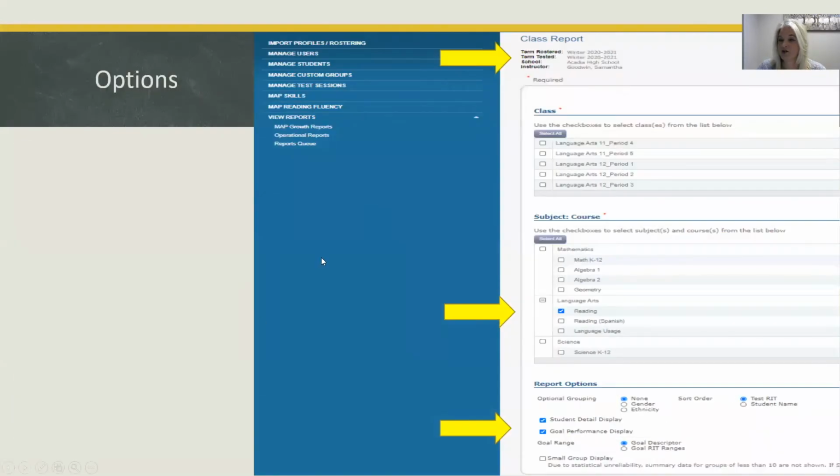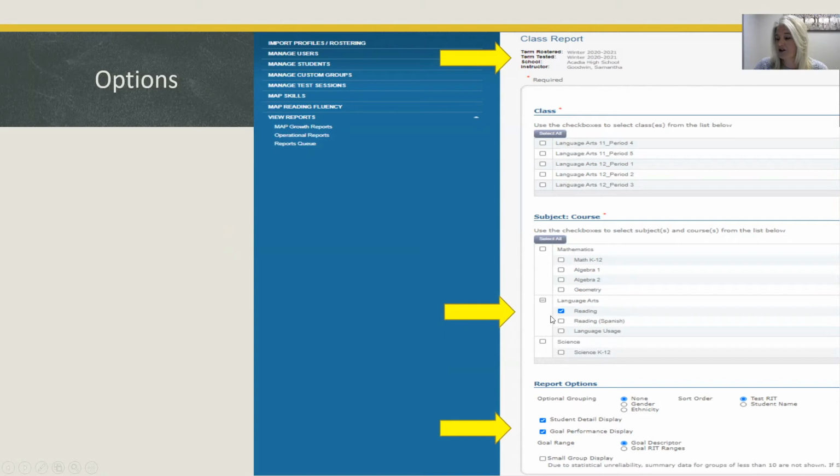When you go into the class report, you have to give the system some information. You're going to have to tell it what term was rostered and term tested that you want to pull. I'm going to pull the data from the winter 2021 assessment. Rostered and tested will be the same. If you have multiple classes, you might have to check which class period that you want.